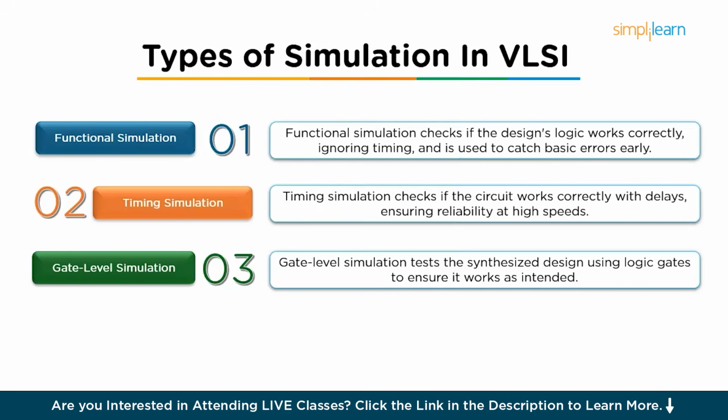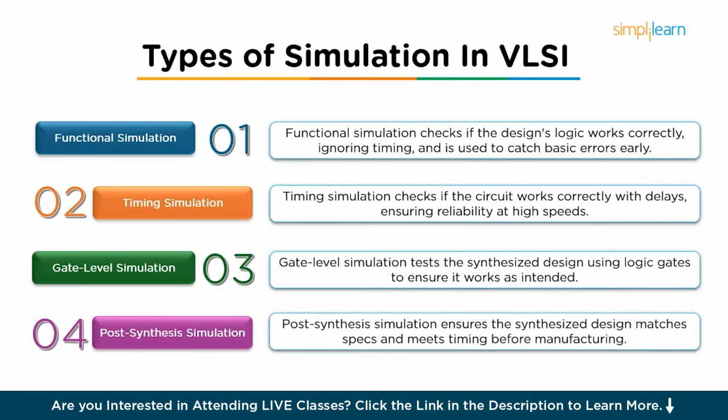The third type is gate level simulation. Gate level simulation simulates the design at a lower level, typically using a netlist of logic gates. This type of simulation is used after a design has been synthesized, and it is helpful in verifying that the gate level implementation works as needed. The last type is post-synthesis simulation. After the design has been synthesized into a netlist, post-synthesis simulation is used to verify that the synthesized design matches the original specification and meets timing constraints. This stage is critical in ensuring that the final design will be manufacturable.